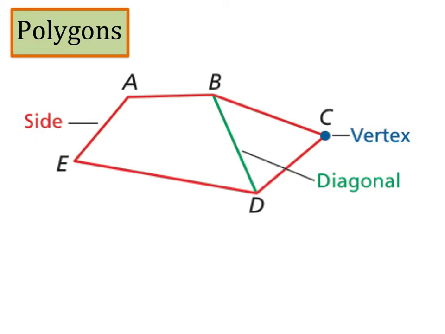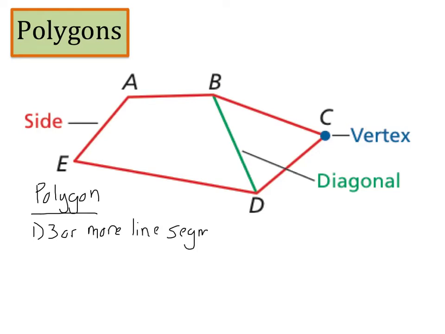So here we have an example of a polygon. What can we notice about this polygon? What falls under the description of a polygon? Well, a polygon is a closed plane figure formed by three or more line segments. So a polygon, first off, has three or more line segments. Polygons are flat, they're two-dimensional, so they're plane figures.